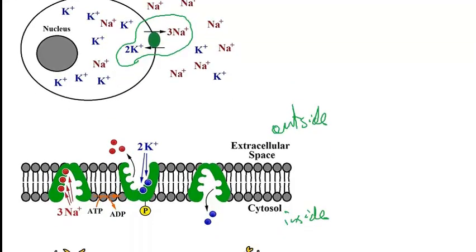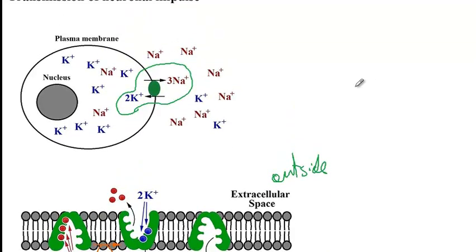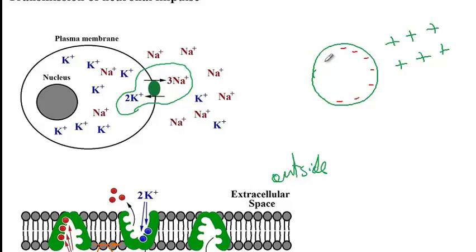And consequently, by pumping more positive ions out of the cell than what is being pumped inside, we will have accumulation of plus charge outside the cell, and so therefore the membrane potential inside the cell will be negative. So the sodium potassium ATPase pump is one factor that contributes to the negative membrane potential of cells, which is about minus 60 to minus 70 millivolt.